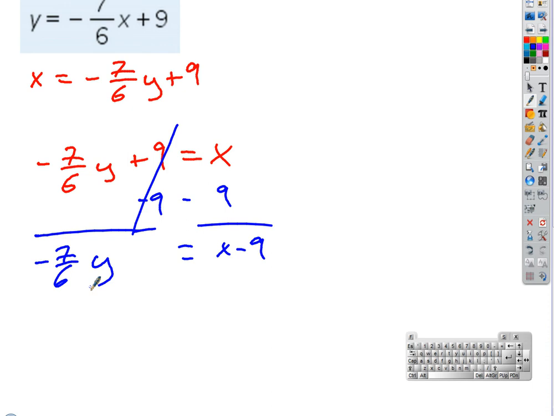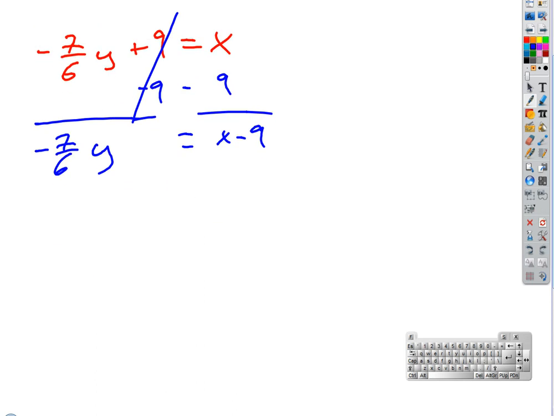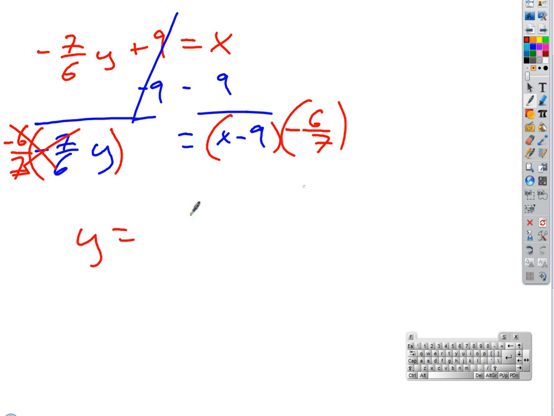Now what? Okay, yeah, there's really a couple things we can do. We don't really divide by fractions, we multiply by reciprocals, and that's fine. Let's see how this plays out if we multiply both sides by the reciprocal. Okay, so if I multiply both sides by negative 6/7, look what happens there. Then this is going to cancel all this stuff out, and I just get y equals negative 6/7 times the quantity x minus 9. Okay?